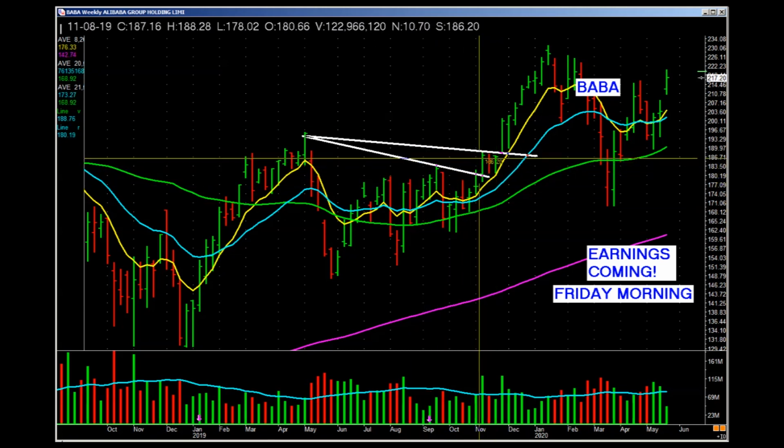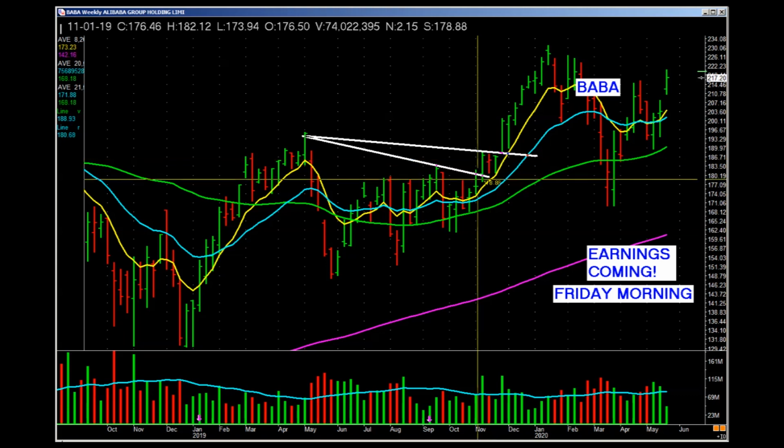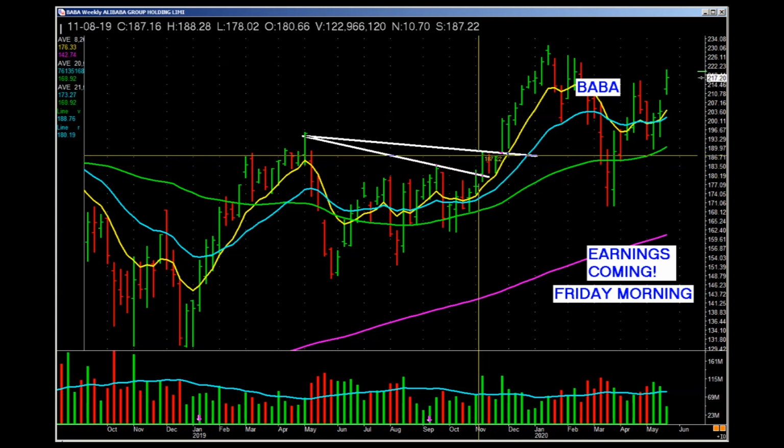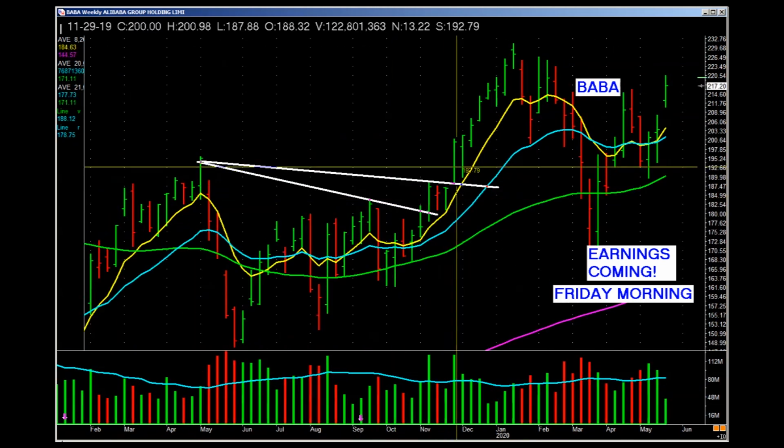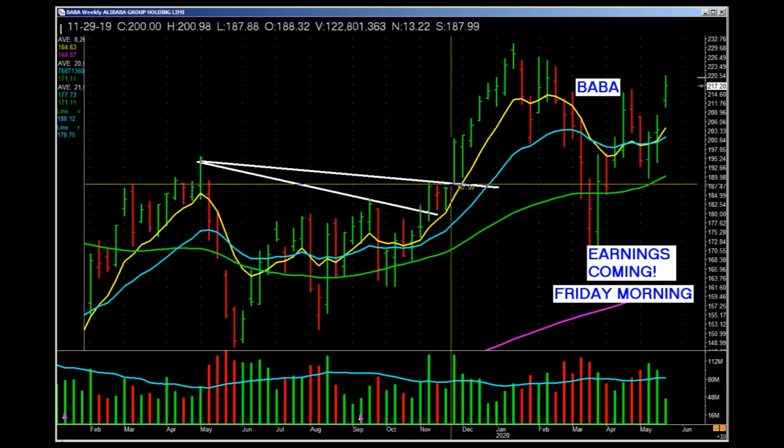This handle, which is very tight for 3 weeks, is constructive. Look at the close here. Look at the close there and here. Very tight, constructive closes, pushes through on great volume. And that is what we are looking for.